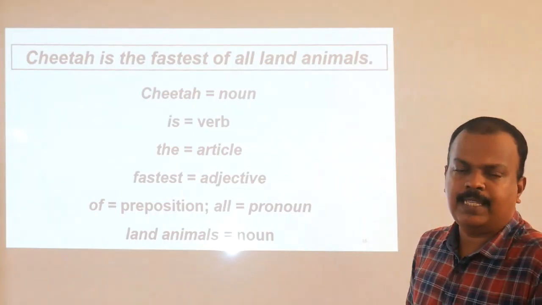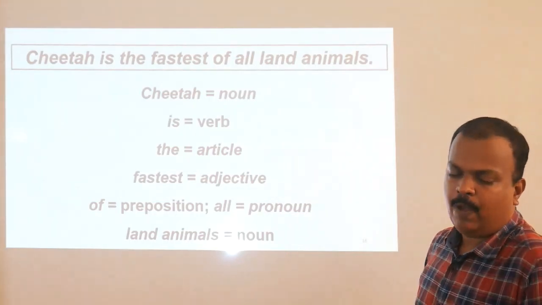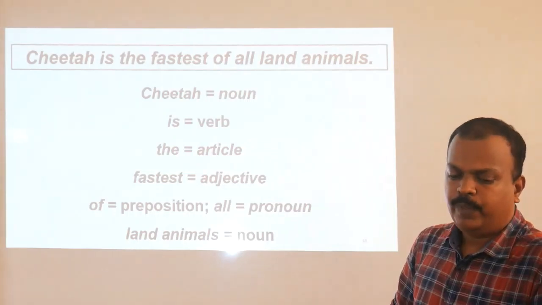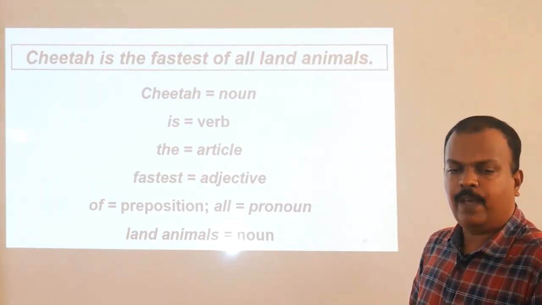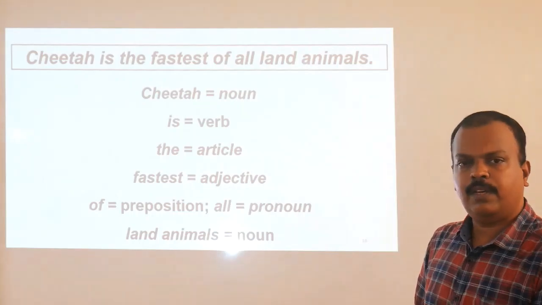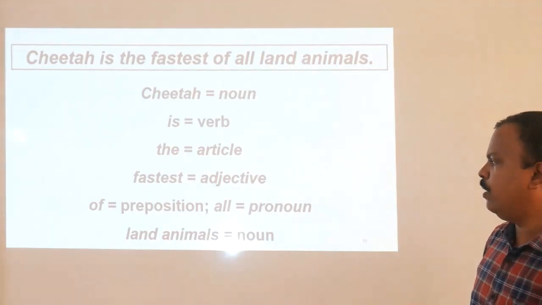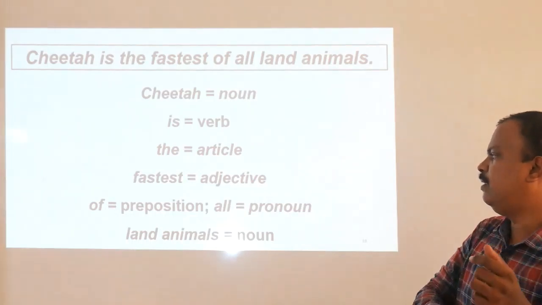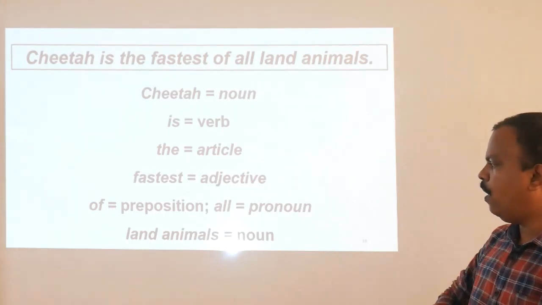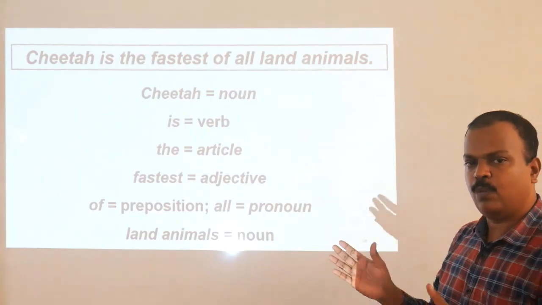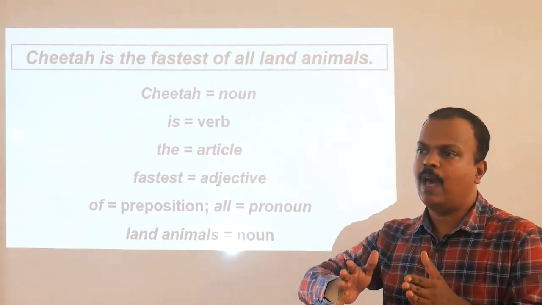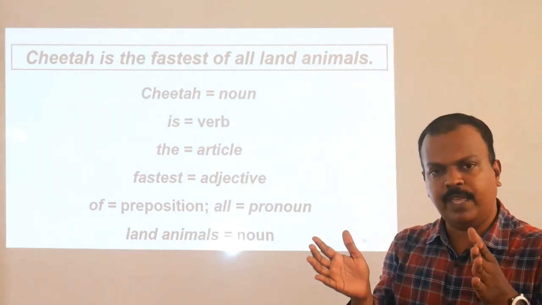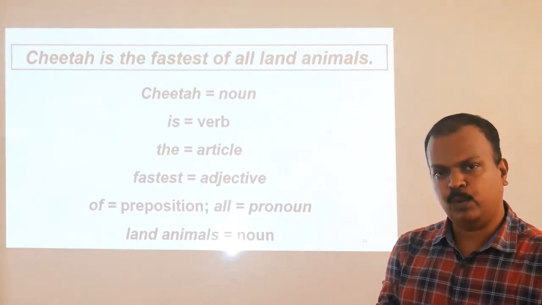Okay, cheetah is the name of an animal, so it's a noun. Is is a verb. The is an article. Yes, the is there because of the noun. Which noun is it connected to? Land animals. Yes, the fastest of all land animals. So usually articles go with nouns, but there might be some words placed between them.